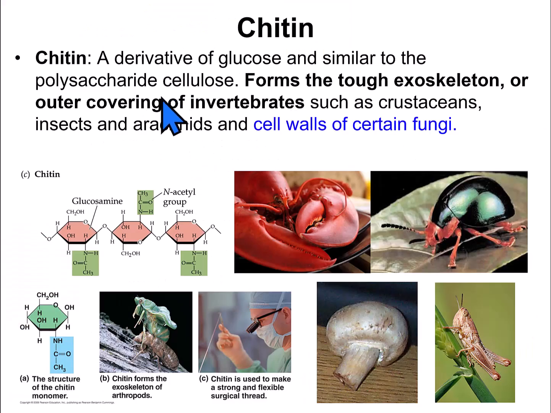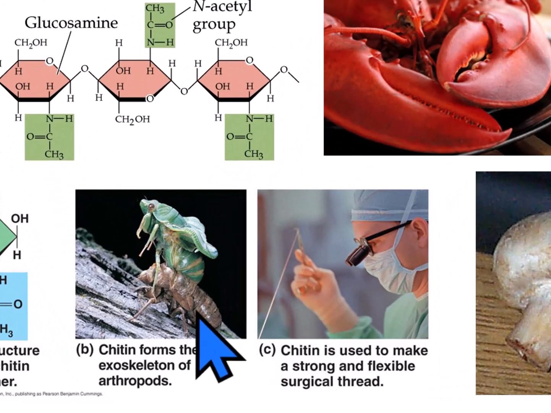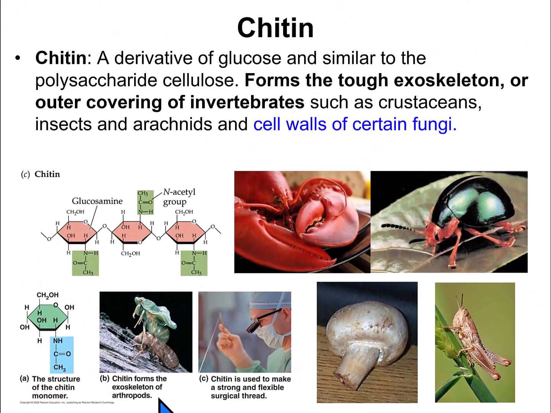This carbohydrate is called chitin. And chitin is a derivative of glucose that's similar to the polysaccharide cellulose. Where we find this is it forms the tough exoskeleton or outer covering of invertebrates, such as in crustaceans like this lobster here, insects, arachnids, such as spiders, and the cells of certain fungi. Certain surgical thread can be made of chitin. It's used to make strong, flexible surgical thread. When insects get bigger, they have to break out of this chitin shell, and then they can enlarge. Shown here, chitin forms the exoskeleton of arthropods.